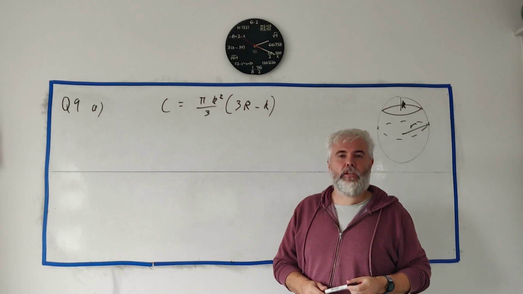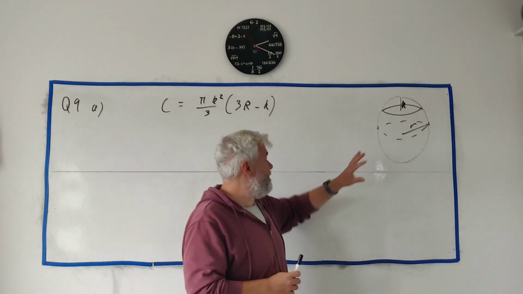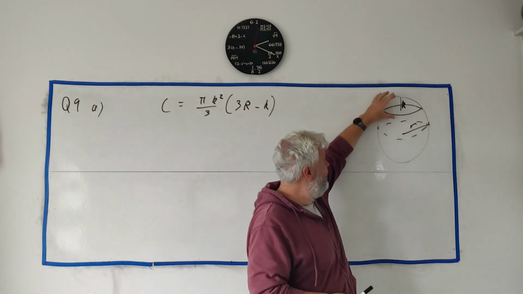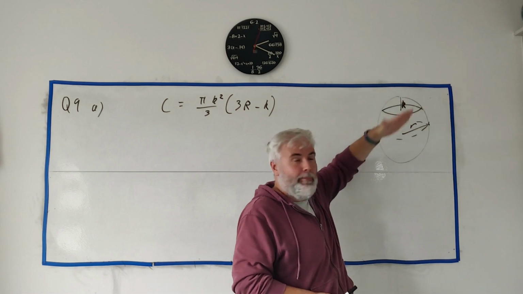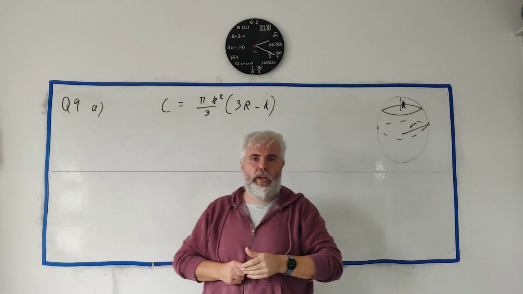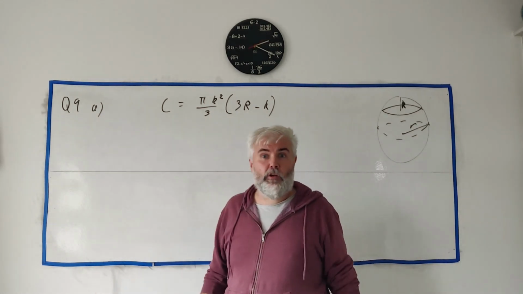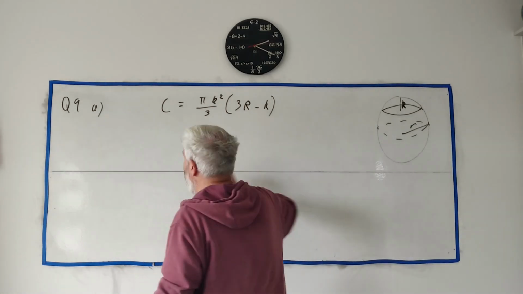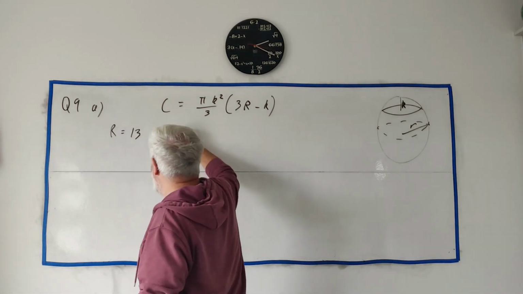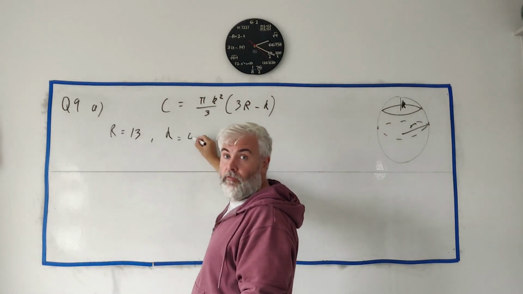In question 9, they give us a formula for the cap of a sphere. So we have a sphere here, and they give us a formula for the volume of this area on top. Imagine if you cut off the top of a sphere, and that's this formula they show here. And in part A, they ask us to find the volume of a cap if the radius of the sphere is equal to 13, and if the cap, the height here, is equal to 4.